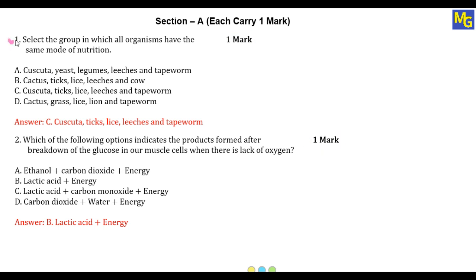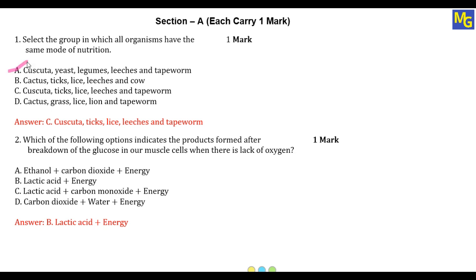Question number 1: select the group in which all organisms have the same mode of nutrition. This is a multiple choice question, and we have to select the correct option from the given options. Nutrition has two types, autotrophic nutrition and heterotrophic nutrition. So we have to select the group which has the same nutrition.